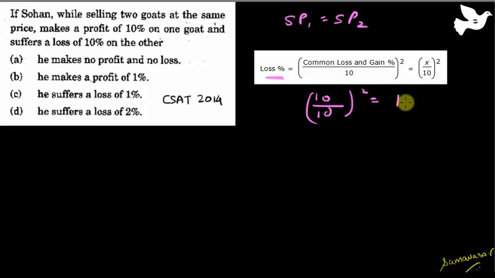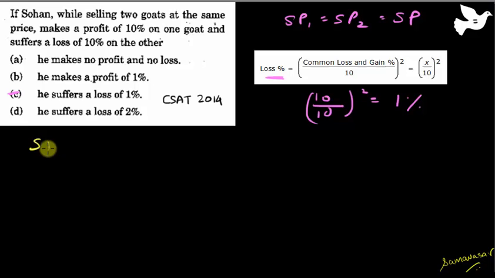So this is in terms of percent, so 1%. So simply my answer becomes, this is always a loss, so he suffers a loss of 1%. But now let's see how we actually solve this question. So now in this case, I know that SP1 is equal to SP2. Let me take this as SP.